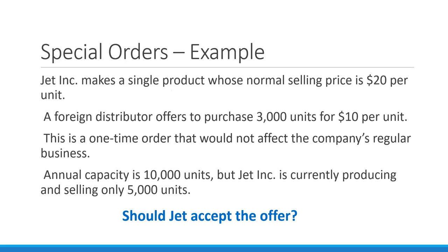So we don't consider them as part of a special order decision. We have a company that makes a single product whose normal selling price is $20 per unit. We have been offered a special order from a distributor. They want to purchase 3,000 units for $10 per unit. This is a one-time order that would not affect the company's regular business. Annual capacity is 10,000 units, but we're currently producing and selling only 5,000 units. So we're not operating at full capacity. That is a consideration in special orders. Do we have the capacity to take on the order or not? So we're going to look at, should we accept the order?